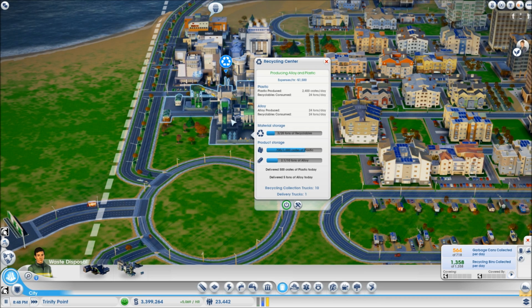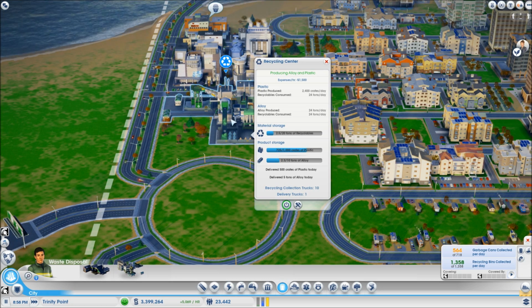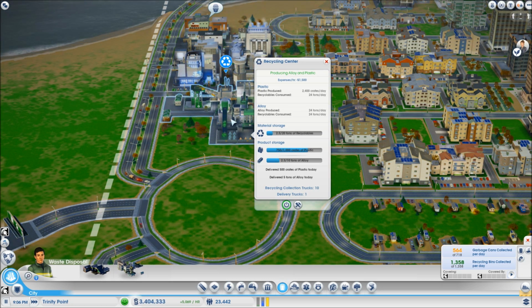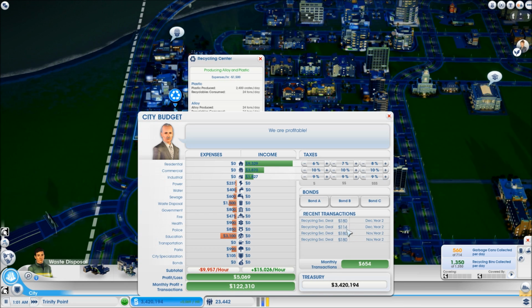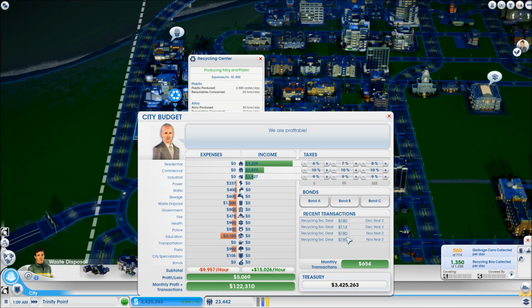and they have brought in about the same amount of tons of recyclables, and I have made about the same amount of alloy and plastic, and I have only a few tons of alloy and a few hundred crates of plastic remaining, just like I had yesterday. Now, if I look at these recent transactions, I can see here that there are recycling trucks that are bringing in money for the recycling services done for the other city.